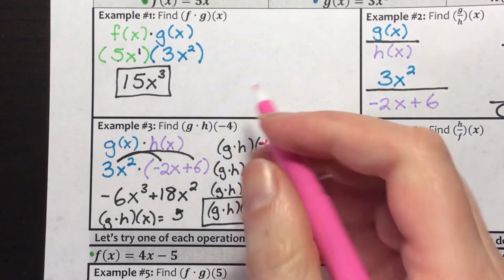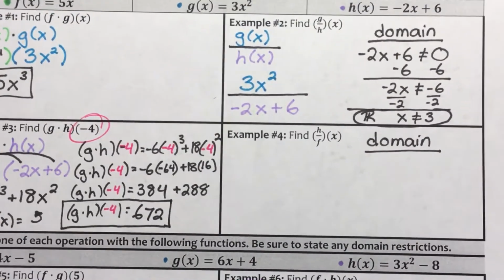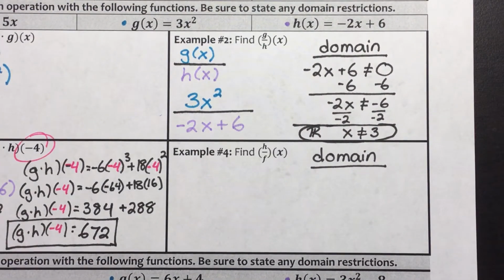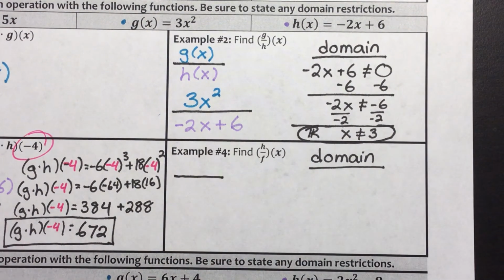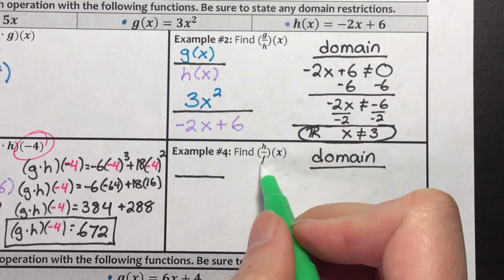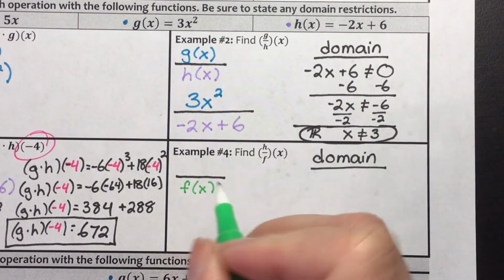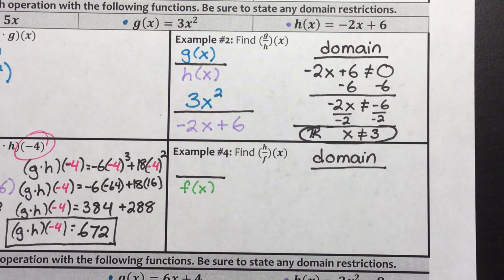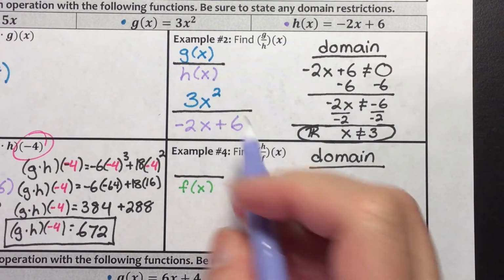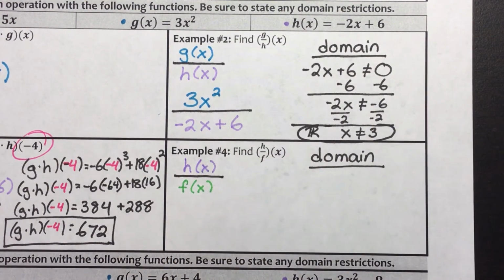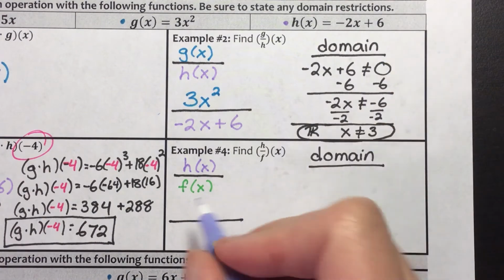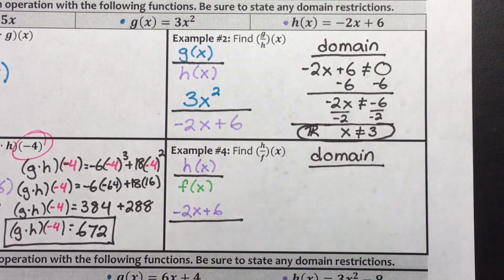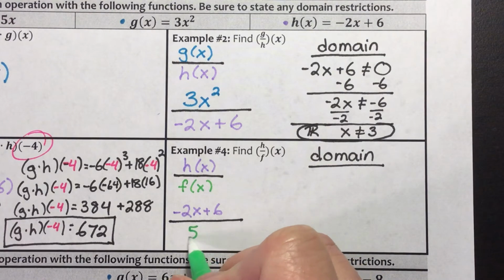Alrighty. Number 4. Number 4 is a lot like number 2. We have a fraction, and we are going to plug in one of our functions on the top of the fraction and one on the bottom of the fraction. The bottom of our fraction is f, so f of x is in that denominator. The top of our fraction is h of x because h was up in the numerator. Okay, now let's actually rewrite it with h of x, the function itself, which is negative 2x plus 6, and f of x in the denominator, which is 5x.